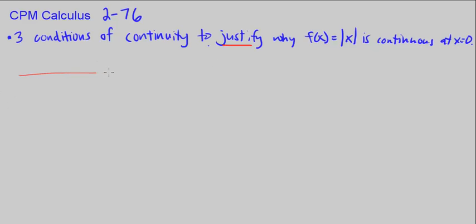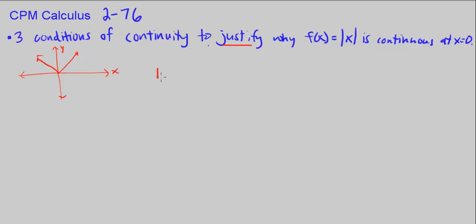Okay, we know that f(x) equals the absolute value of x looks like this. It's kind of like a V. For negative values of x, it's going to have positive values of y. For positive values of x, it's going to have positive values of y, because that's what the absolute value is doing. Okay, so the three conditions of continuity.